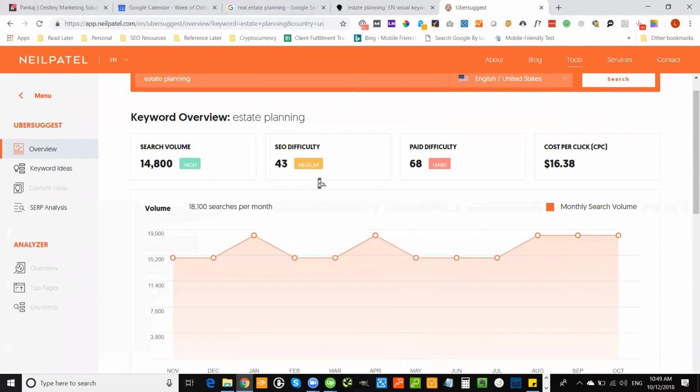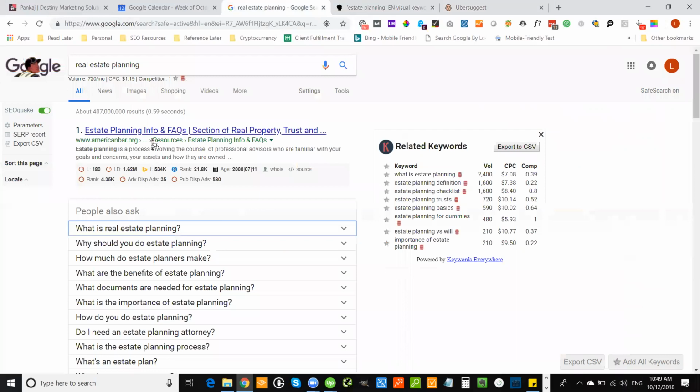Sorry, what does SEO difficulty mean? The keyword itself? Yeah, that's a good question. SEO difficulty, for the most part, means, let's say we had a brand new website about estate planning. It gives you an idea of how difficult it would be to rank for that particular phrase. For estate planning, it's given a score of 43, which is medium. So it's not super easy to rank for, but it's not super difficult. And just backing up a bit, when I say rank, I mean be placed very high in the Google search results.